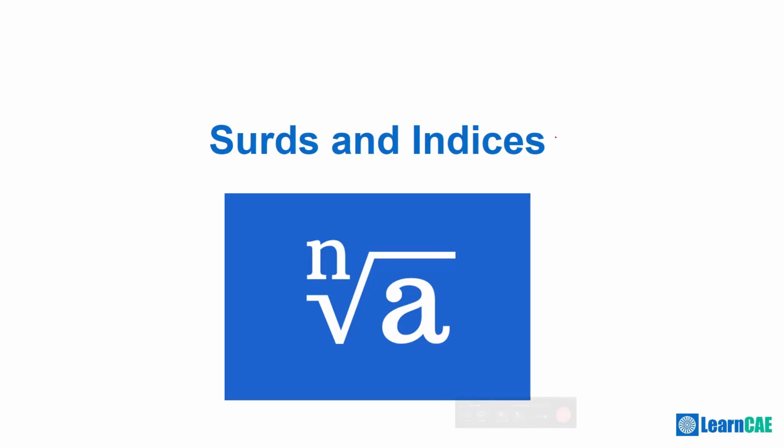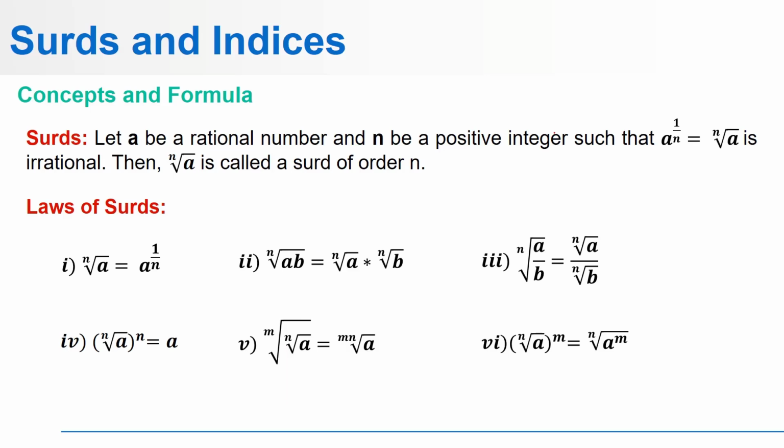In this lecture, we shall see problems on surds and indices. Let us check the concepts and formula. Surds. Let a be a rational number and n be a positive integer such that a power 1 by n, which is the nth root of a, is irrational. Then the nth root of a is called a surd of order n. So this is called the nth root of a, which is of order n.